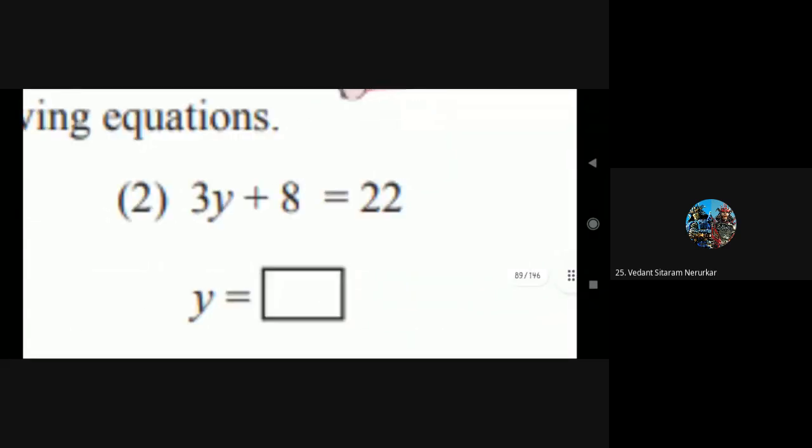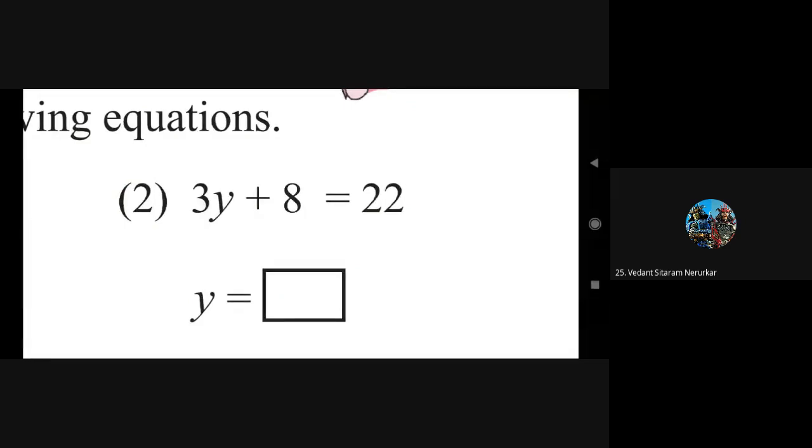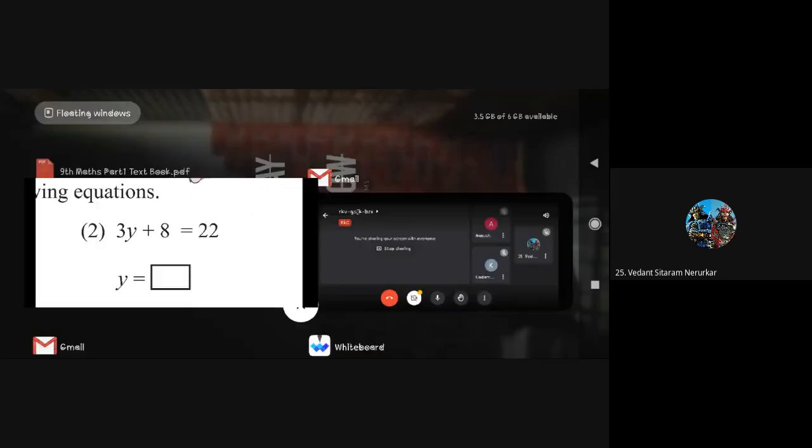Here we have 3y plus 8 is equal to 22. In this case, y is equal to what? I need an answer from you. See, 3y will be on the left side itself, 8 will go to the right side. So 22 minus 8 is how much? Is it 20? Sorry, it is 14, right? 22 minus 8 is 14, and 3y is equal to 14. Then y will be equal to what?